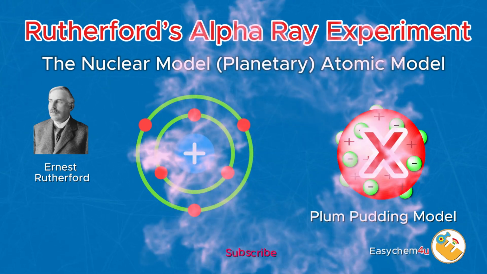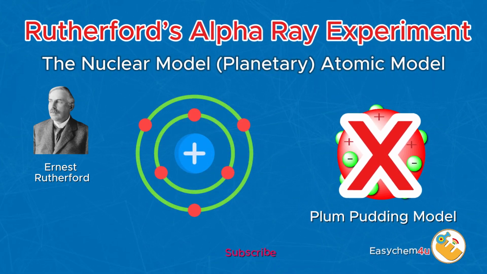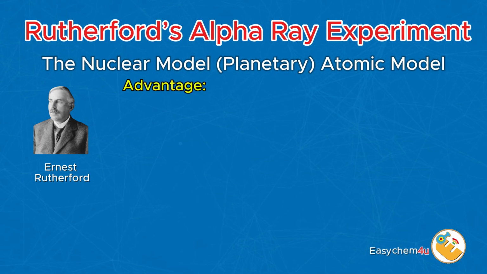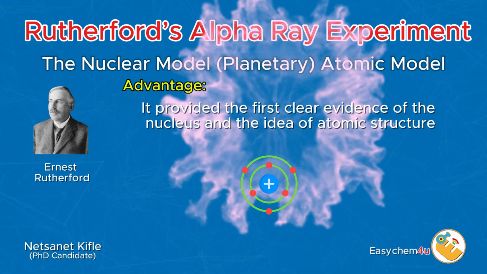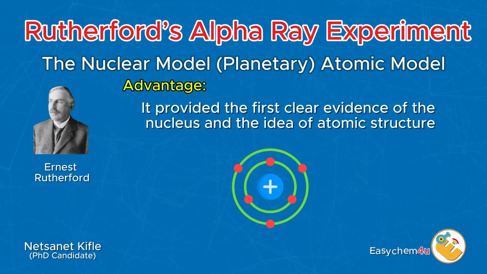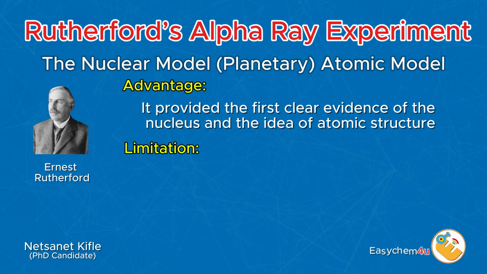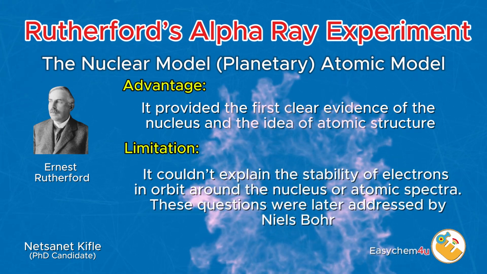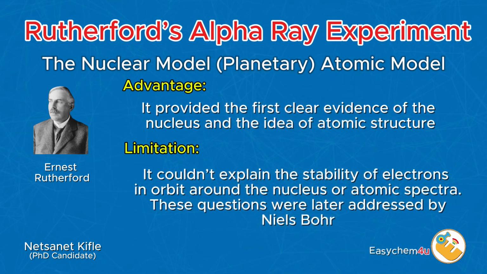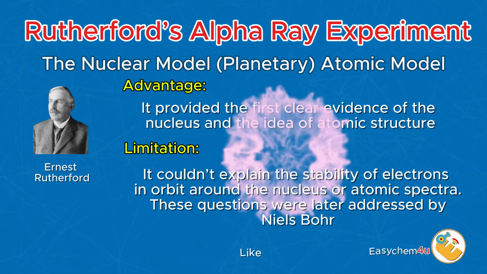Rutherford's model revolutionized atomic theory, but it had limitations. Advantage: it provided the first clear evidence of the nucleus and the idea of atomic structure. Limitation: it couldn't explain the stability of electrons in orbit around the nucleus or atomic spectra. These questions were later addressed by Niels Bohr.